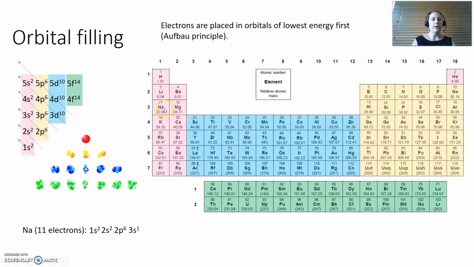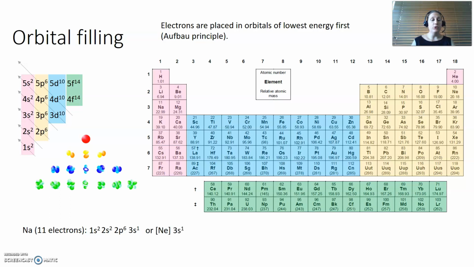It's just a matter really of looking at where sodium is in the periodic table and saying, okay, I've filled all of the orbitals before there, the 1s2, the 2s2, the 2p6, and here I'm in row 3, and I'm in the first group, so that's 1 3s orbital. And if you count up the little superscripts here, 1s2, 2s2, 2p6, 3s1, 2 plus 2 plus 6 plus 1 is 11. Sodium's got 11 electrons. That is the ground state electron configuration of sodium.